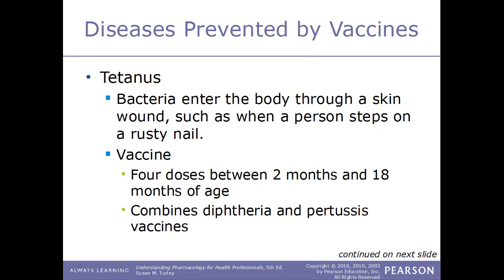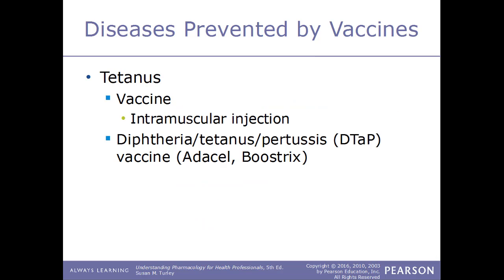And bacteria will enter the body through a skin wound, such as when a person steps on a rusty nail, for example. And the vaccine for tetanus is given as 4 doses between the ages of 2 months and 18 months. And this is a part of the diphtheria and pertussis vaccine. And this is an intramuscular injection, and this is the T part in the DTaP vaccine. So diphtheria, tetanus, and pertussis. And again, its trade names will be Boostrix and Adacel.